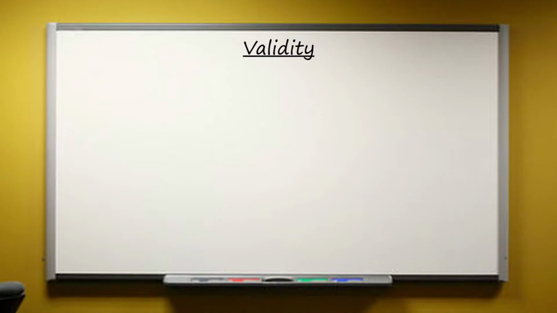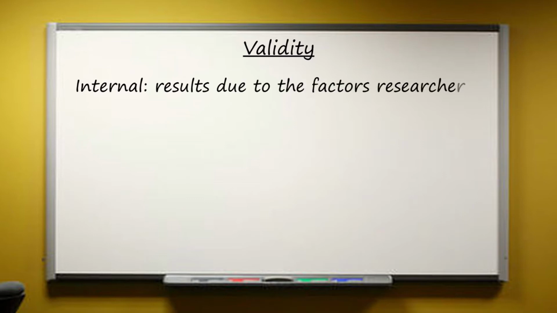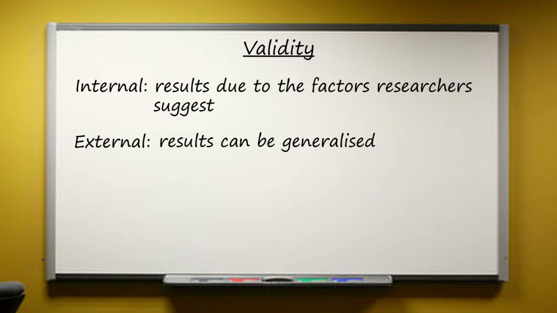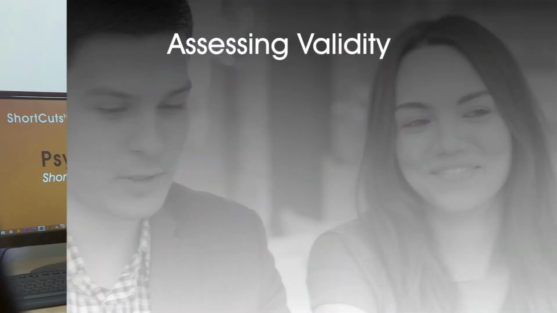And so first, make sure you know the distinction between internal and external validity. Internal validity refers to whether the results are really due to factors the researchers suggest or due to something else, maybe confounding variables. While external validity is about whether the results can be generalised to different environments, participants or times. And here it's important to check out some of the different ways of assessing or testing validity. See if you know the answers before we put them up. Face validity.